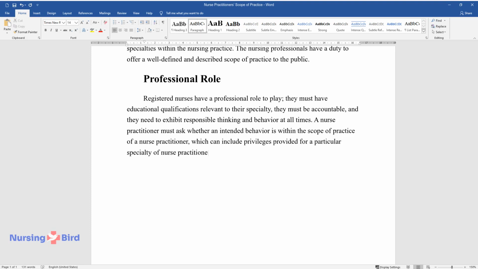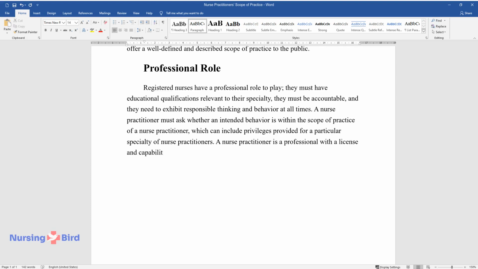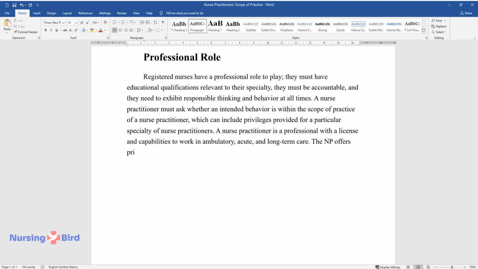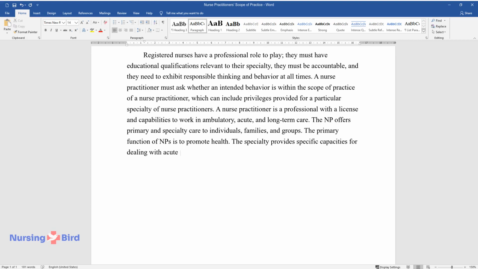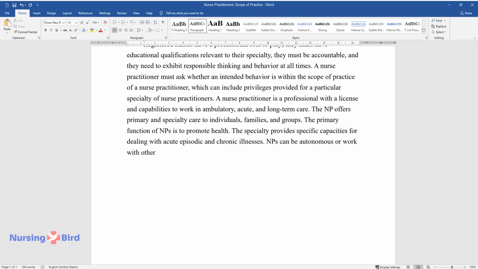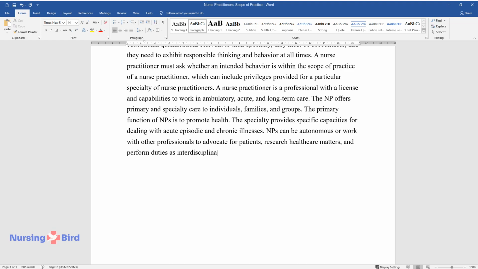A nurse practitioner is a professional with a license and capabilities to work in ambulatory, acute, and long-term care. The NP offers primary and specialty care to individuals, families, and groups. The primary function of NPs is to promote health. The specialty provides specific capacities for dealing with acute episodic and chronic illnesses. NPs can be autonomous or work with other professionals to advocate for patients, research healthcare matters, and perform duties as interdisciplinary consultants.